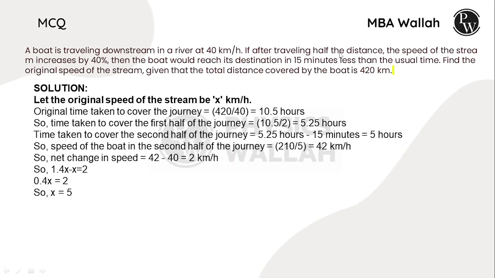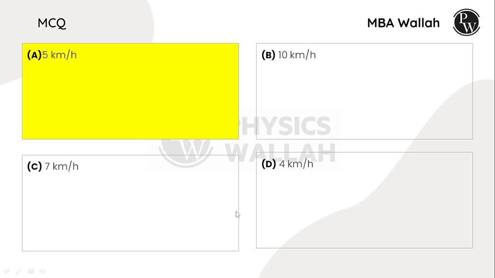that if after traveling half the distance the speed of the stream increases by 40%. So 1.4x minus x equals 2, that is 2 km per hour. On solving this, we get 0.4x equals 2, therefore x equals 5. Therefore, the original speed of the stream is 5 km per hour. Hence, the correct answer is option A, 5 km per hour.